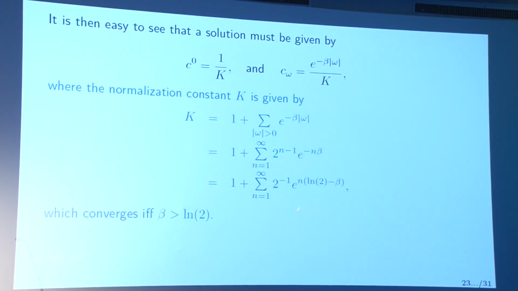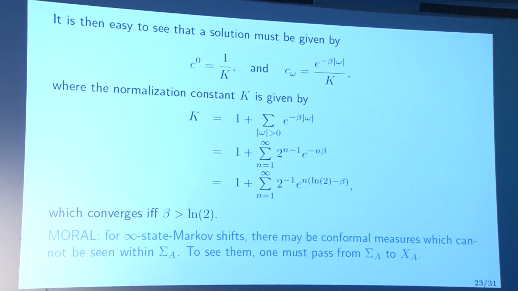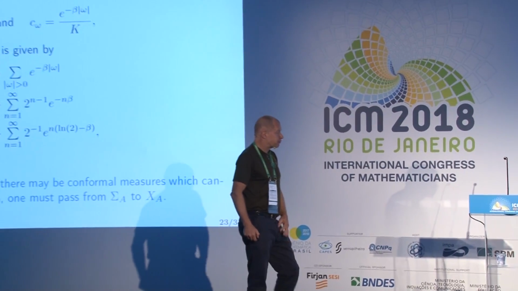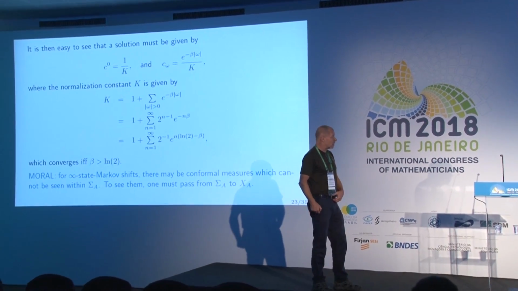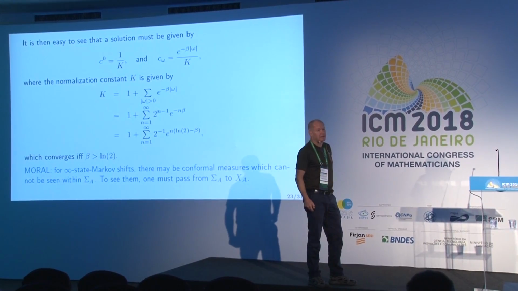So this is a power series on e to the ln of 2 minus beta. And this is going to be convergent only if beta is bigger than log of 2. So for every beta bigger than log of 2, we get a conformal measure which is entirely supported on YA, which is the piece which is invisible to the classical theory. So if you want to see these new conformal measures, you have to look outside sigma of A.